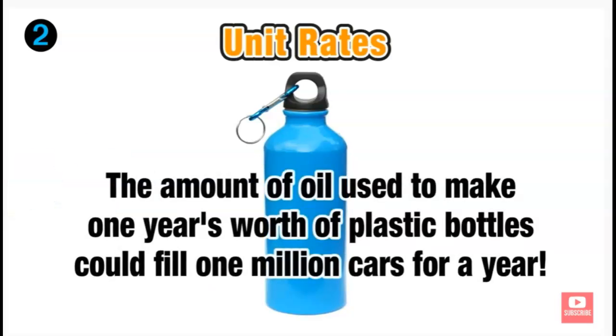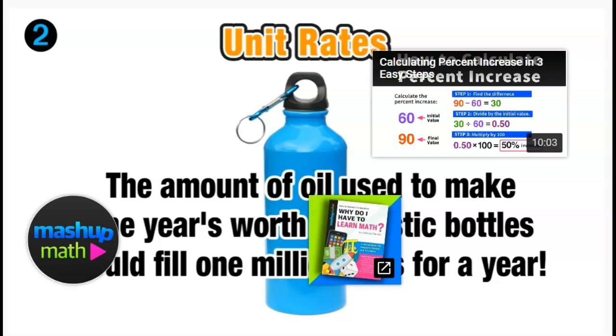However, since Jacob is well informed to the fact that the amount of oil used to make 1 year's worth of plastic bottles could fill 1 million cars for an entire year, he decides to use that money on a reusable water container instead. See what we did there, huh?